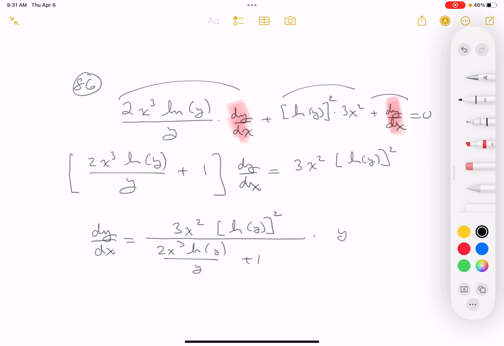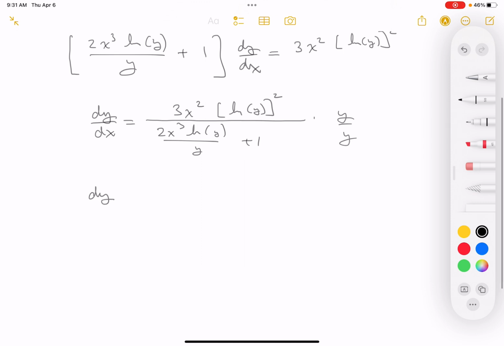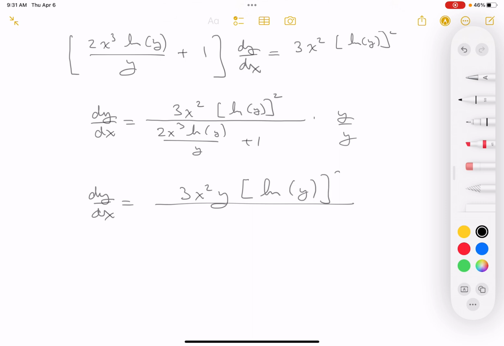I multiply top and bottom by y. And let's write down what I get. I get dy dx equals 3x squared y natural log of y squared. On bottom, what do you get? 2x cubed natural log of y plus y. I'm going to commit to this answer.